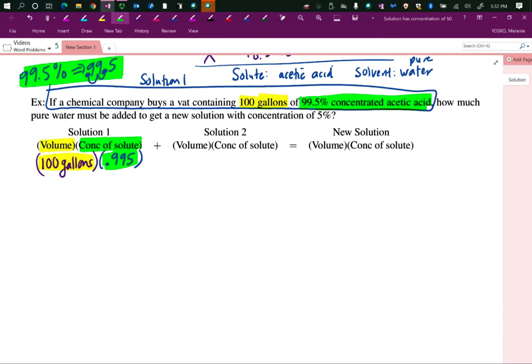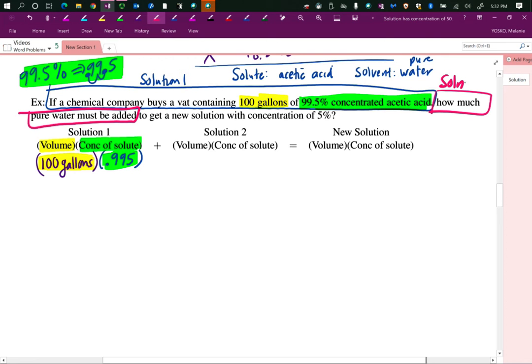If a chemical company buys a vat containing 100 gallons, that's the volume, of 99.5% concentrated acetic acid, that is the concentration. Then we're going to do something with that, right? That chemical company is going to add something. What are they going to add? How much pure water? They're going to add pure water. How much pure water must be added? So this is going to be solution 2. Solution 2 represents pure water.